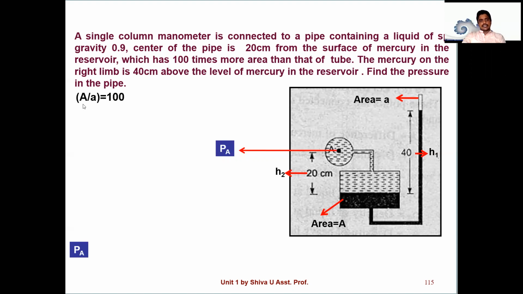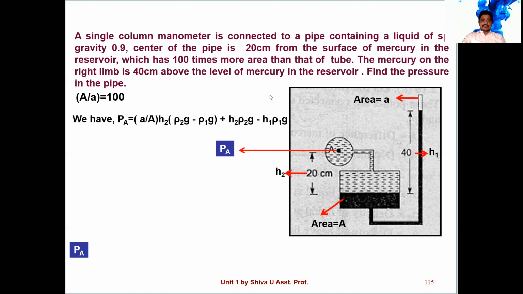So already he has given the area ratio. He mentioned that the reservoir has 100 times more area than the tube, so that is 100 by 1. Here capital A represents the reservoir area and small a represents the tube area.